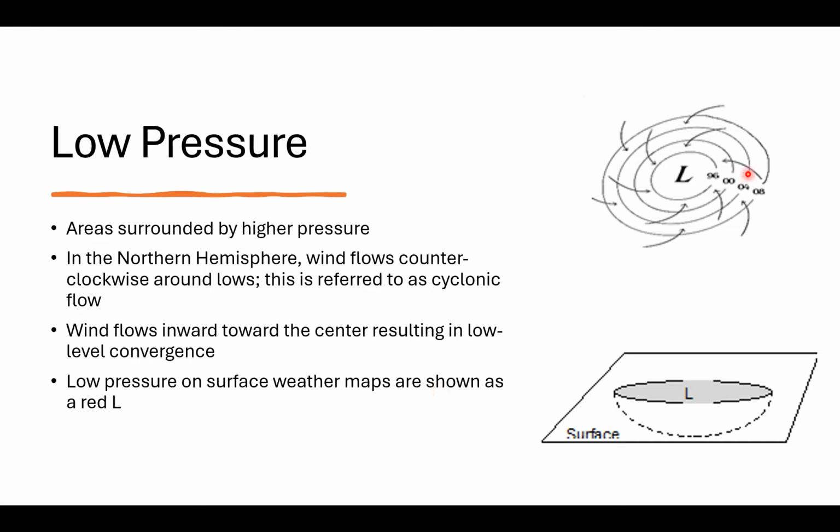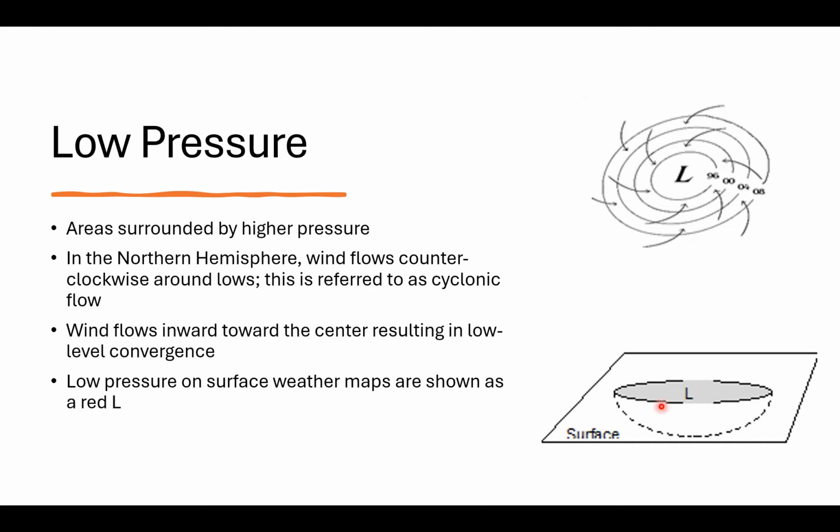The wind is also going to flow inward towards the center of low pressure, resulting in low-level converging air. And in a lot of cases, low pressure is responsible for giving us our stormy conditions as that low-level air meets and the air rises in the vertical. On surface weather charts, low pressure is denoted as a red L. So when you see the red L on a surface weather chart, that is low pressure.